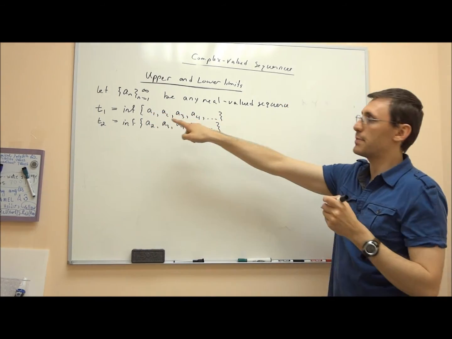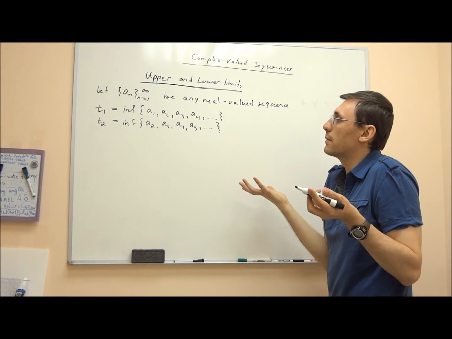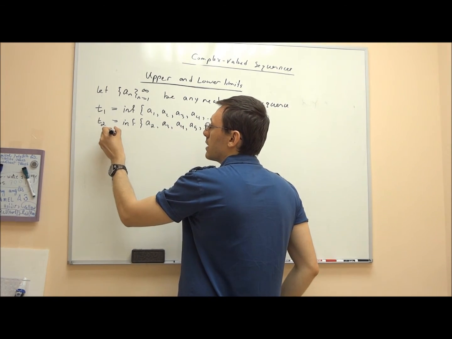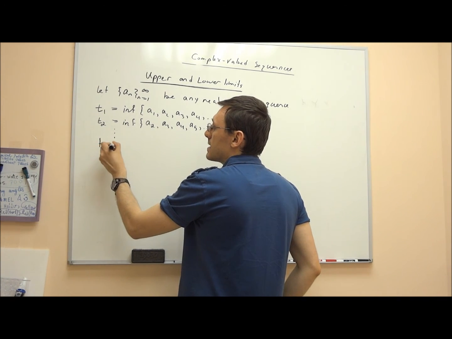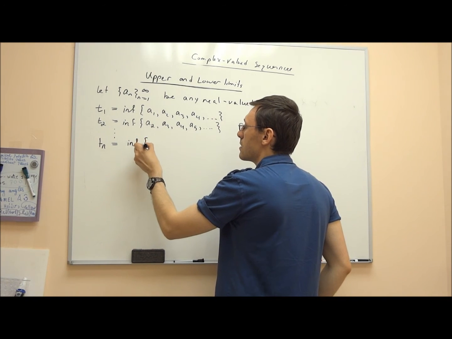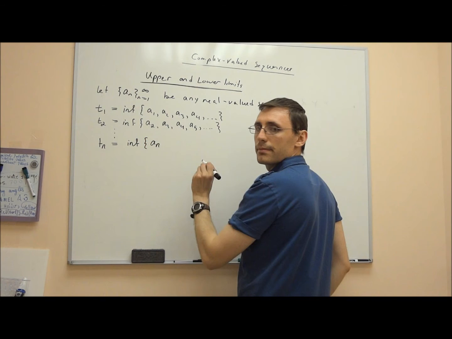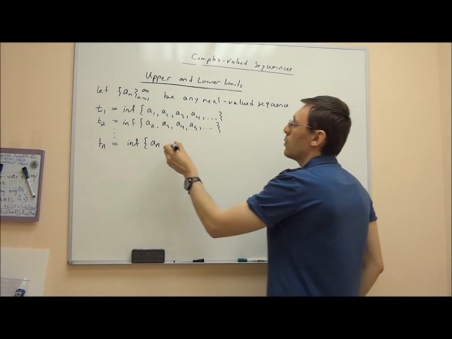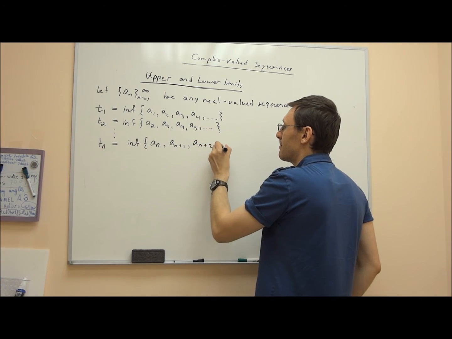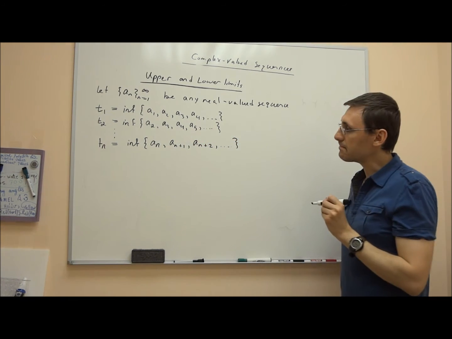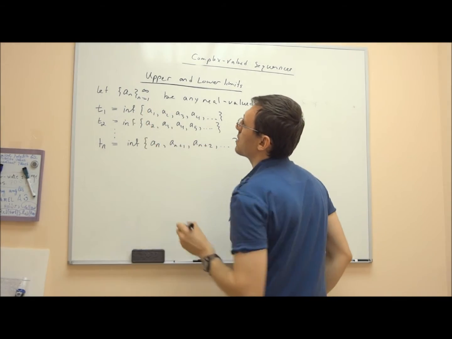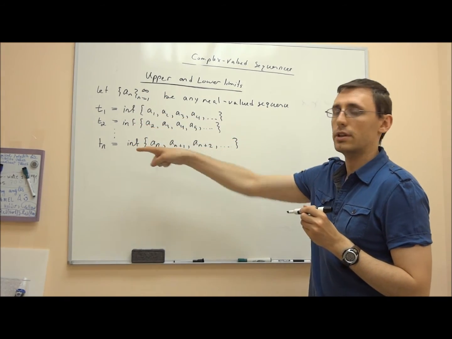And this is just a listing of the range. Possibly some of these, maybe A1 and A2 are the same number. But this is just the listing of the terms of the sequence. And continuing in this fashion, we will define T sub n to be equal to the infimum starting at the n-th term. So everything before the n-th term was deleted. Etc. That's Tn.